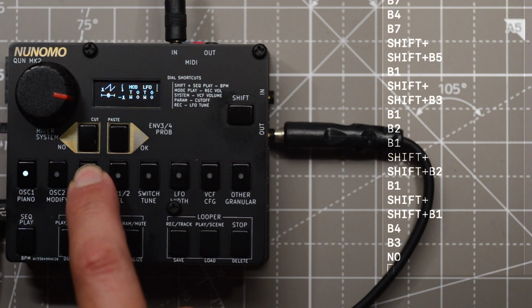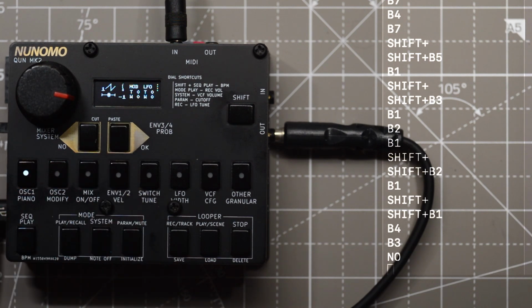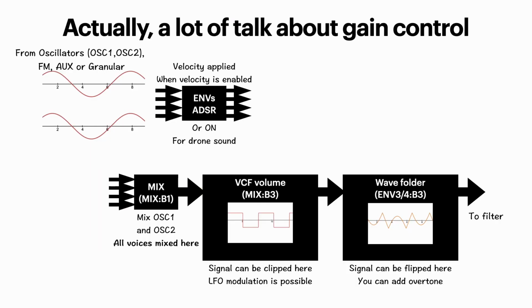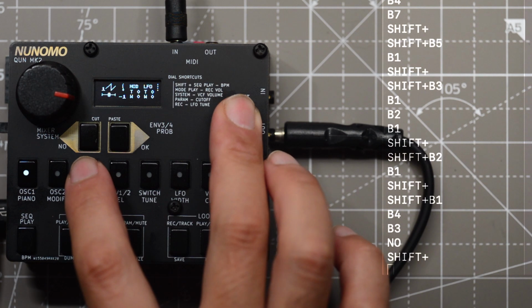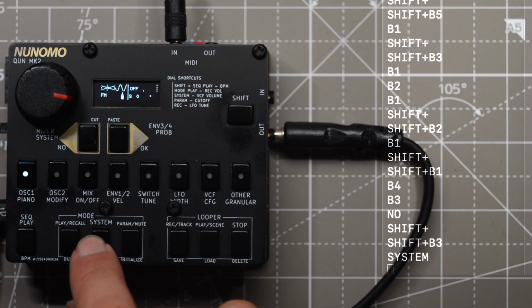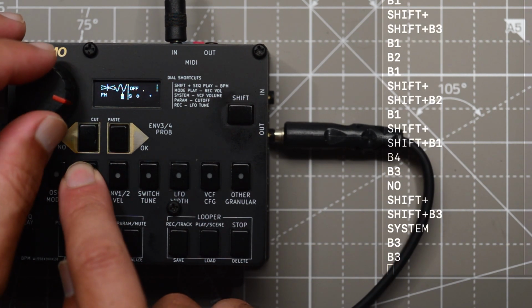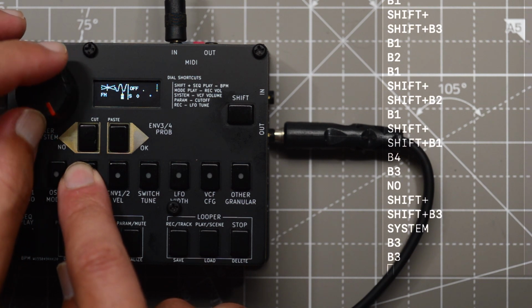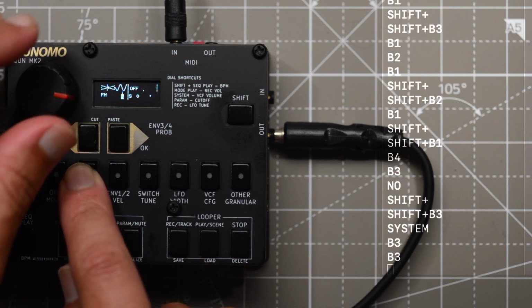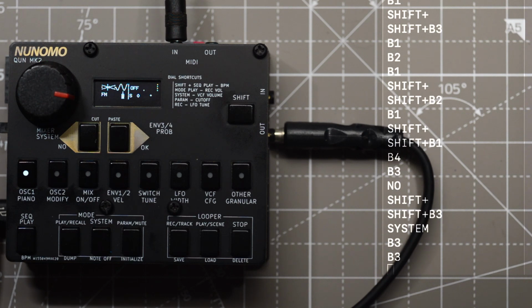Maybe a little bit of a slightly off tune. Okay, and then after the mixer section, it goes to a VCF volume. This is a kind of important parameter. This is the one, and it's going to change the volume just before it goes to the filter.